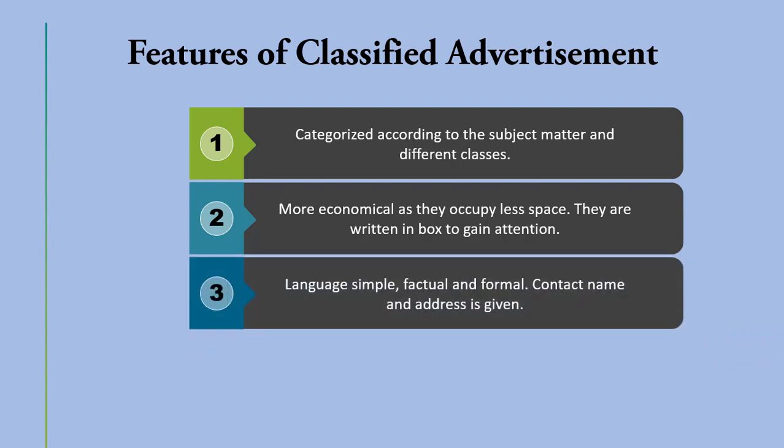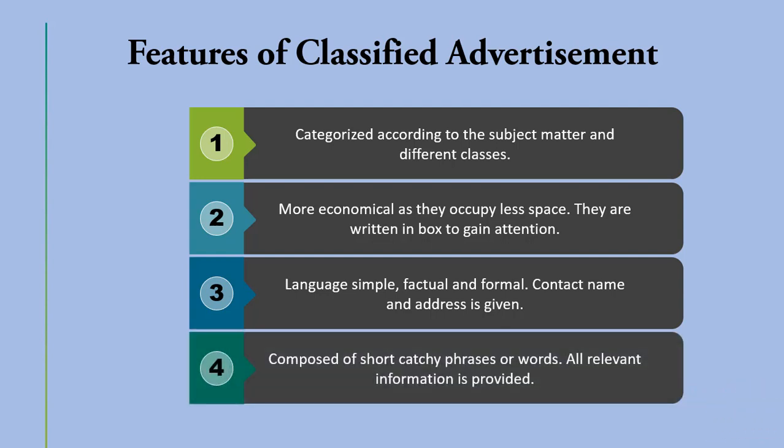Third, the language that is used to write these advertisements is simple, factual and formal. So there is no use of informal language. There is no glossy way of writing this advertisement. Rather, the language that is used is very simple. Also, the contact name and the address of the person or the company that has advertised is given. Finally, an advertisement is composed of short, catchy phrases or words. Also, all relevant information is provided. If you don't write the relevant information, the point of giving an advertisement is defeated.